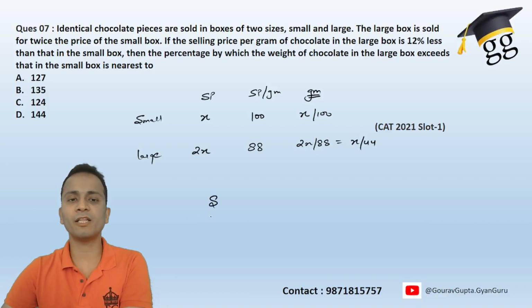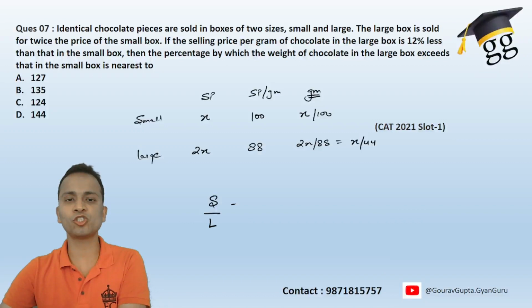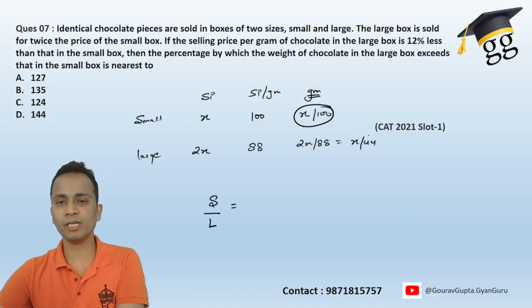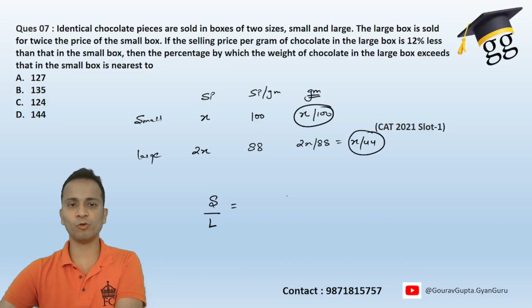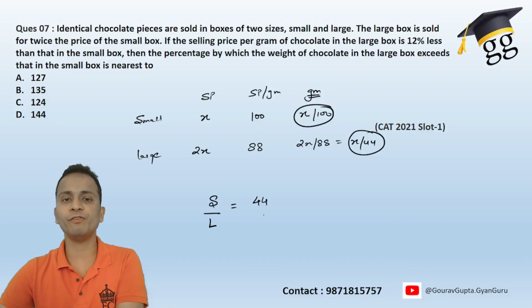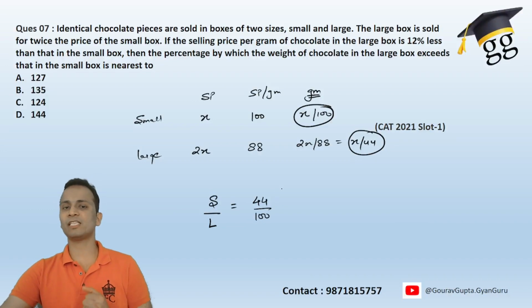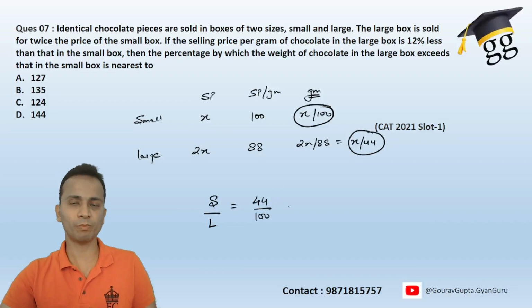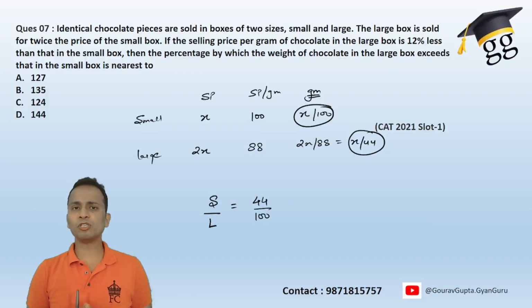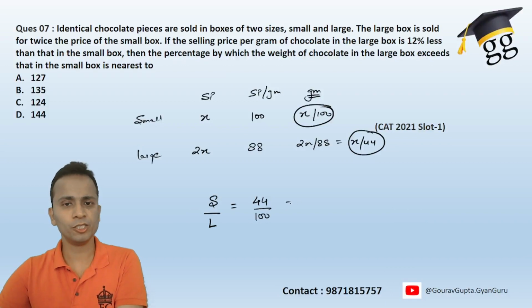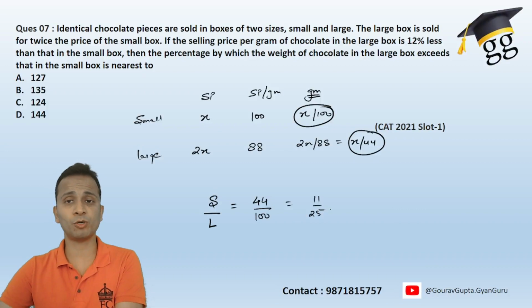Let's calculate the ratio of the quantity in small and large box. So small box quantity is x upon 100, large box it is x upon 44. So the ratio will be 44 upon 100. ठीक है ना? X upon 100 divided by x upon 44, it will come out to be 44 upon 100. Then the percentage by which the weight of the chocolate in large box exceeds that in the small box. Okay, so simplify कर लेते हैं. 11 upon 25.